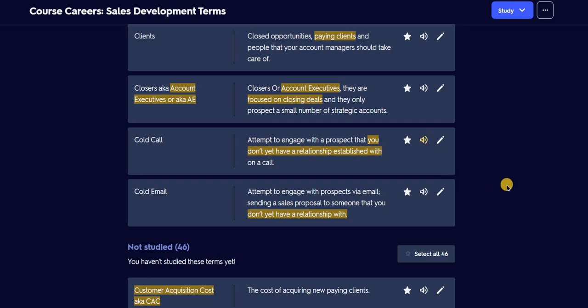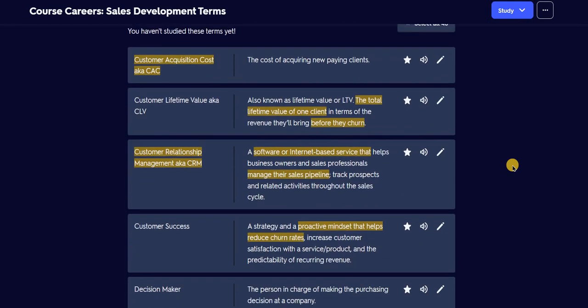Cold call. Attempt to engage with a prospect that you don't yet have a relationship established with on a call. Cold email. Attempt to engage with prospects via email, sending a sales proposal to someone that you don't yet have a relationship with. Customer acquisition cost, also known as CAC. The cost of acquiring new paying clients. Customer lifetime value, also known as CLV. Also known as lifetime value or LTV, the total lifetime value of one client in terms of the revenue they'll bring before they churn.